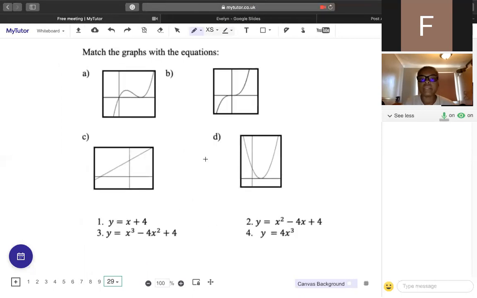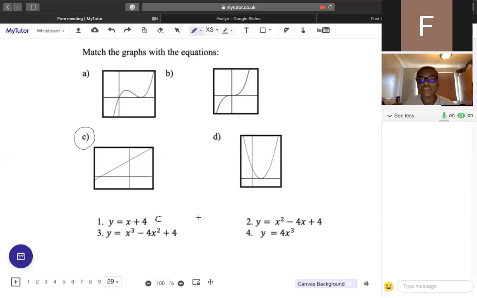So this one is another question that we have. So again, we can spot the linear graph, which is C, because that's a straight line. We know what a linear equation looks like. It would be equation 1, so we can write C with equation 1.